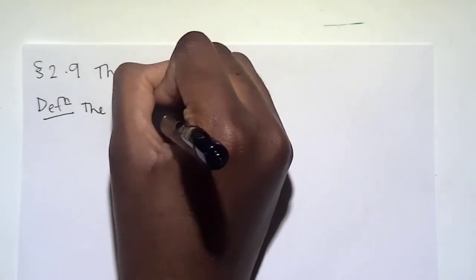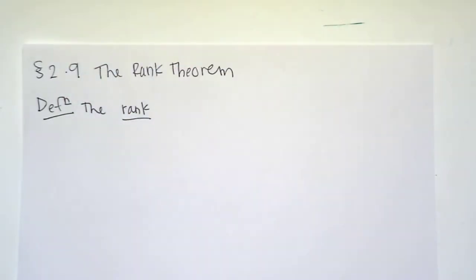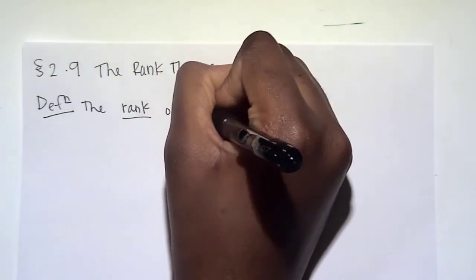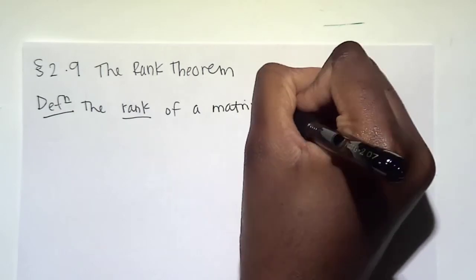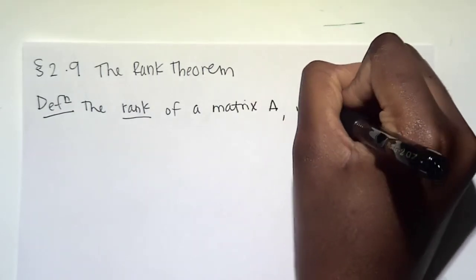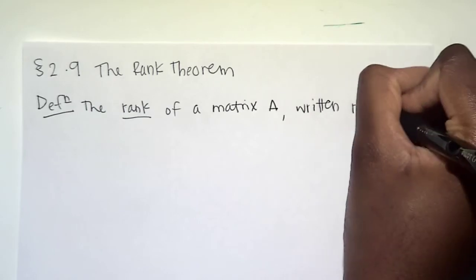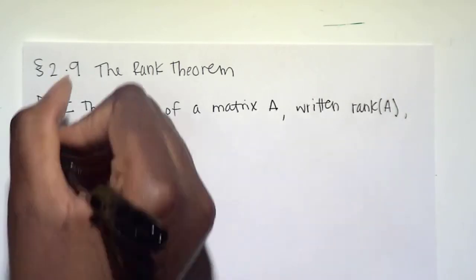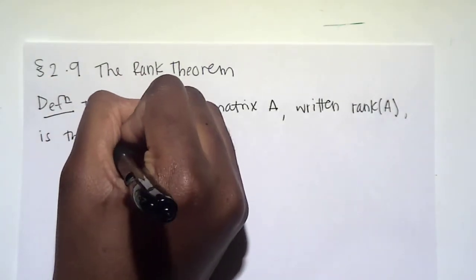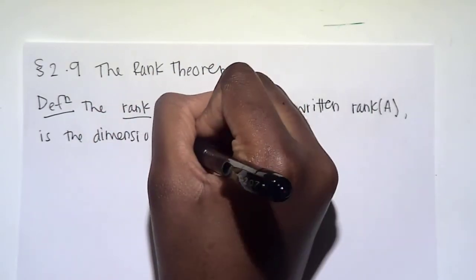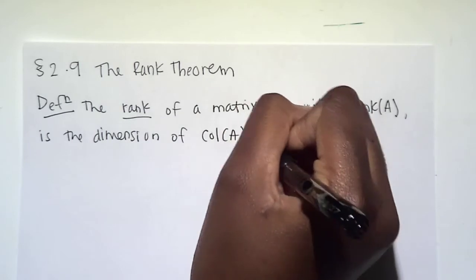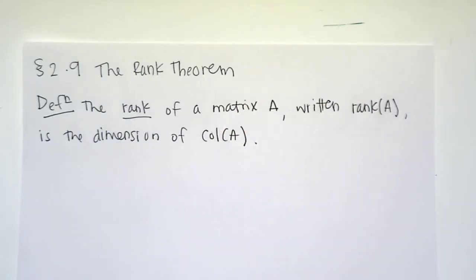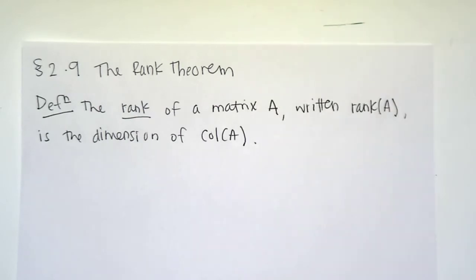All right, the rank of a matrix A, written as rank A, is the dimension of the column space of A. All right, so the rank is something used to describe a matrix, and it's just the dimension of the column space of A. So basically how many linearly independent columns are in A.